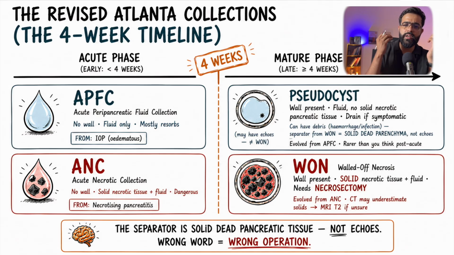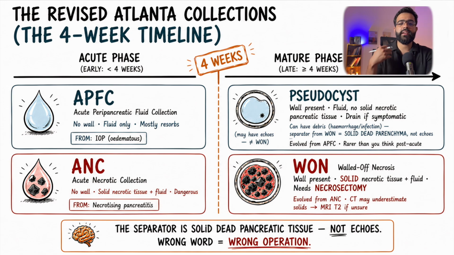Heterogeneous solid plus fluid content plus a thick defined enhancing wall. The heterogeneity, the solid necrotic material, is the defining feature. That's what separates it from the pseudocyst, not just the echo, solid dead pancreatic tissue. The CT sees it as non-fluid density heterogeneous content. MRI sees it as T2 high signal and solid material within the collection, very clear on T2 weighted sequence.